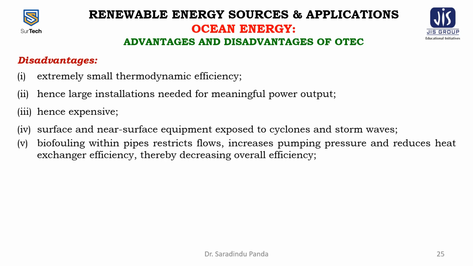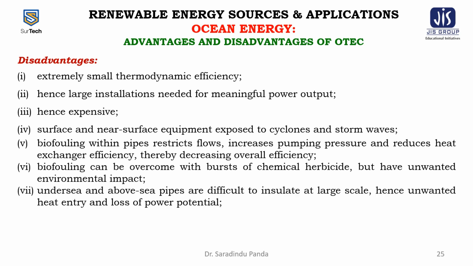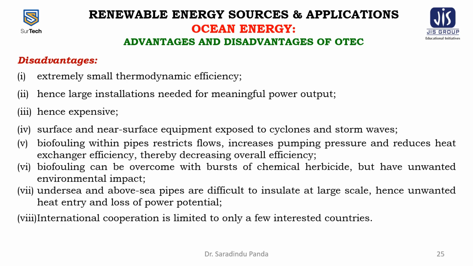Biofouling within the pipes restricts the flow, increases the pumping pressure and reduces the heat exchanger efficiency, thereby decreasing the overall efficiency. The biofouling can be overcome with a burst of chemical herbicide but this has unwanted environmental impact. Undersea and above-sea pipes are difficult to insulate at large scale, hence the unwanted heat entry and loss of power potential. International cooperation is limited to only a few interested countries.